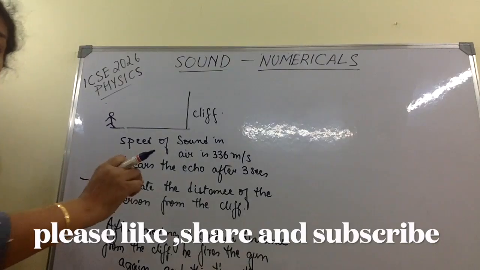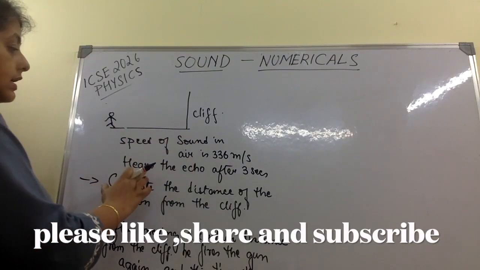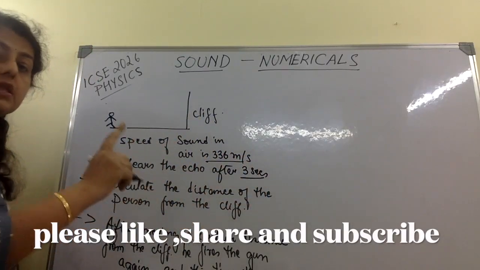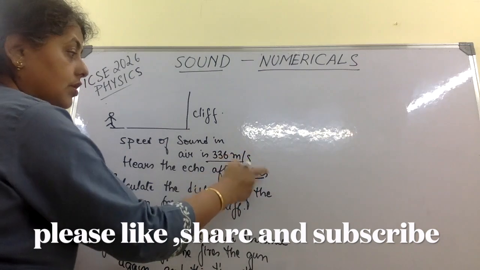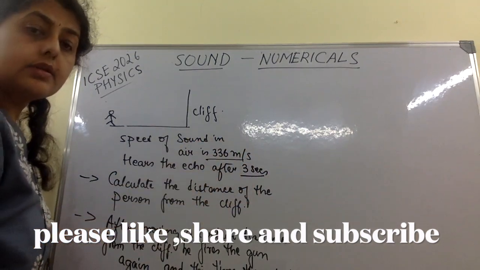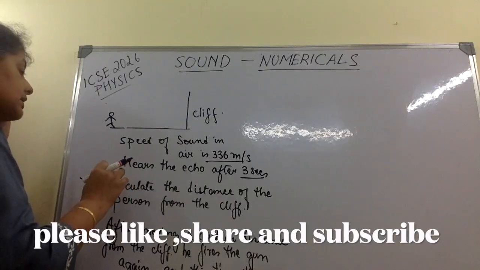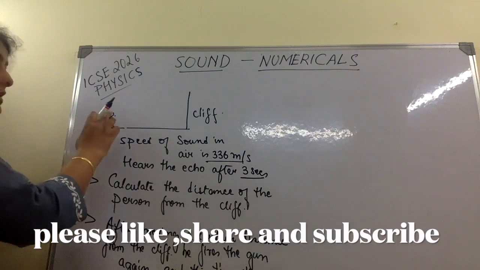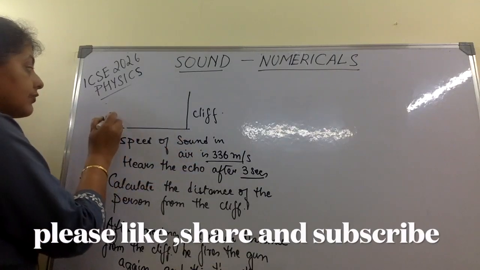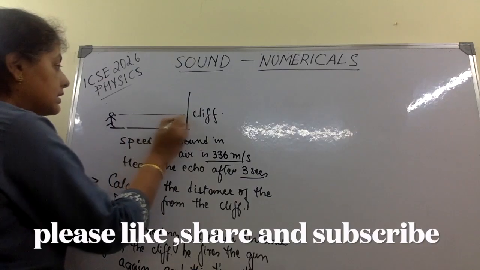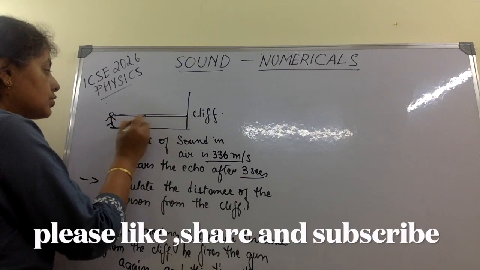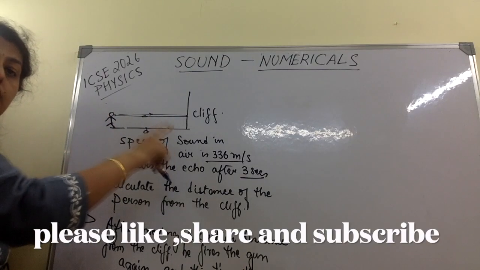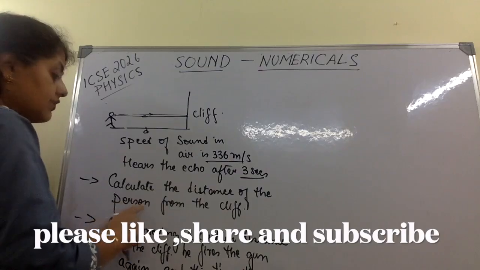Let's see. The person is standing in front of the cliff and he hears the echo. The speed of the sound is given and he hears the echo after 3 seconds. The first check is that the two units of time are matching. Second thing is now he hears the echo after 3 seconds. What does it mean? This man fires a gun and he hears the echo. Now the gun's sound goes like this and then comes back like this. So if this distance is d, the sound travels 2d distance. Okay, that is very important. Calculate the distance of the person from the cliff.